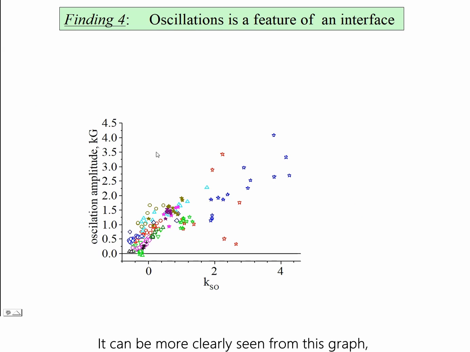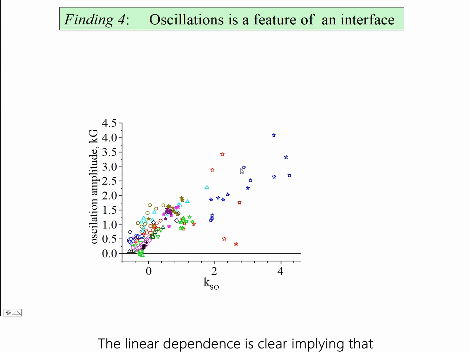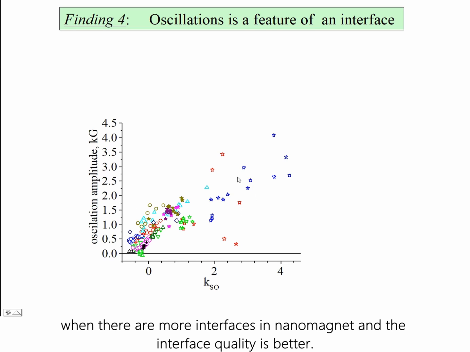It can be more clearly seen from this graph, which plots measured dependence of oscillation amplitude on coefficient of spin-orbit interaction. The linear dependence is clear, implying that both strength of spin-orbit interaction and oscillation amplitude increase simultaneously when there are more interfaces in nanomagnet and the interface quality is better.